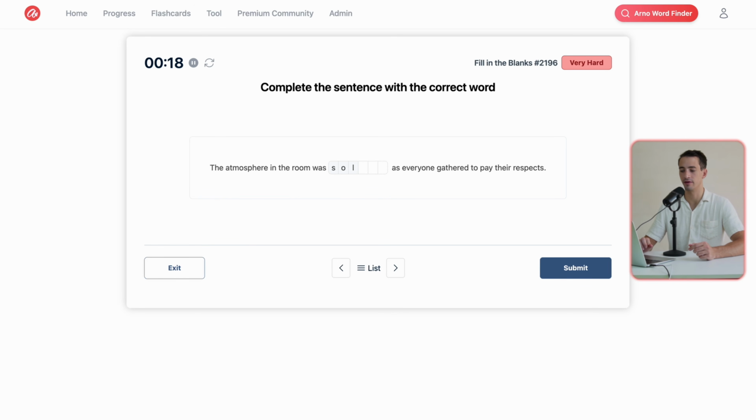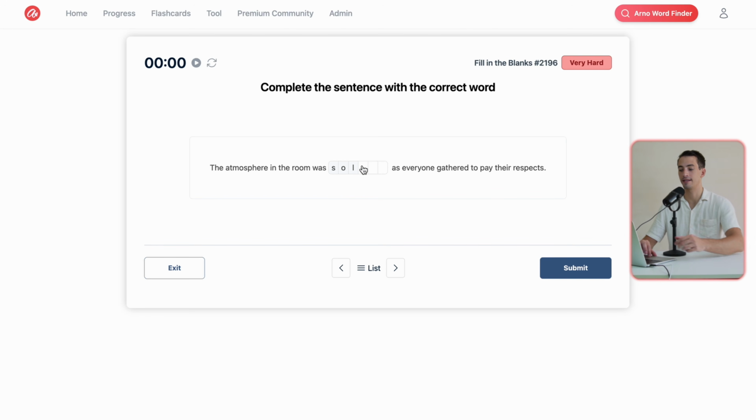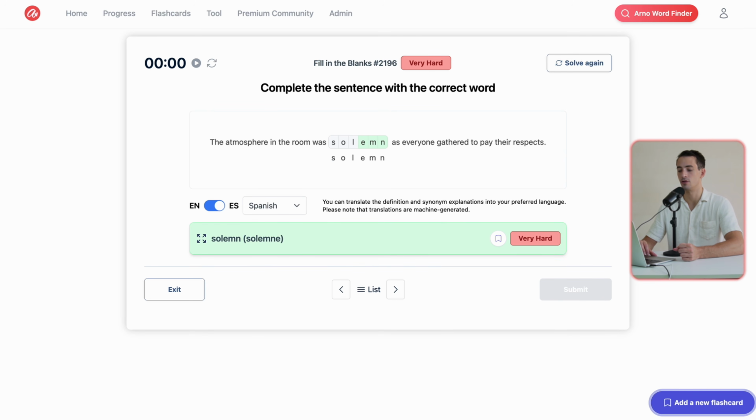The atmosphere in the room was SOL blank blank blank as everyone gathered to pay their respects. Okay, the correct answer here would be solemn. This is probably the hardest question that we've seen so far. So let me break this one down.